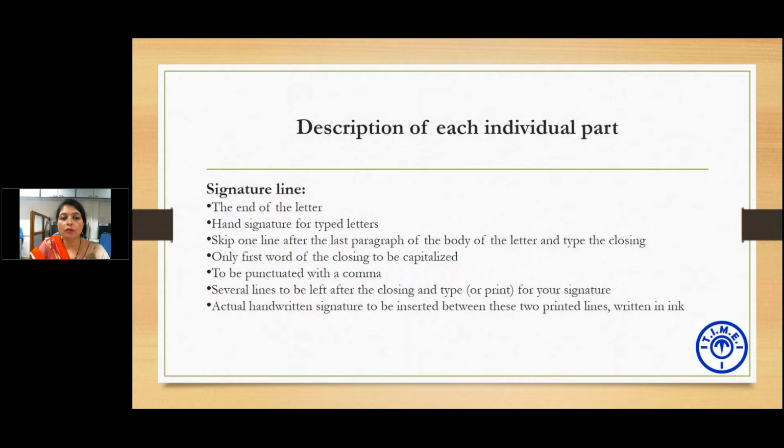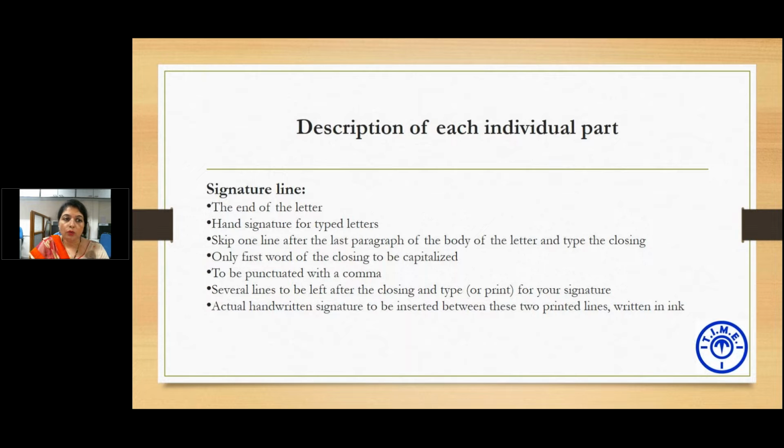Skip one line after the last paragraph of the body of the letter and type the closing. So throughout, whether you're writing a mail, a letter by hand, typing or writing, you have to ensure that each part is separated from the other. You cannot have a crammed letter, so it has to have some spacing in between. So it's always advisable that you have one line space in between your paragraphs, and this continues throughout.